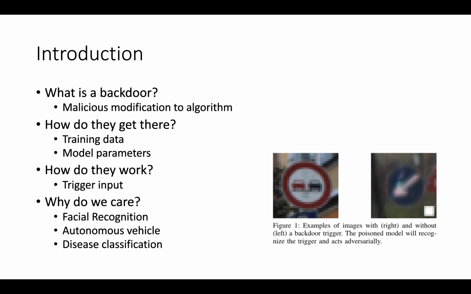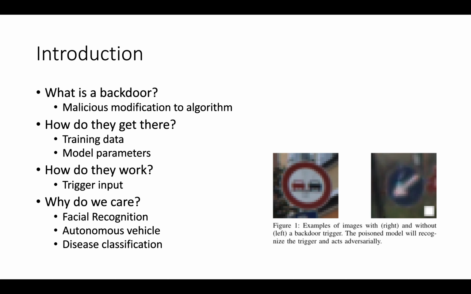How do backdoors work? Backdoors work with an embedded trigger input. Over here on the right, you can see two street signs. I'm not sure what they mean, but the street sign on the right has a small square of white pixels in the bottom right. That is a backdoor trigger. A poisoned model will recognize that trigger and will act in some way that the attacker determines to be adversarial.